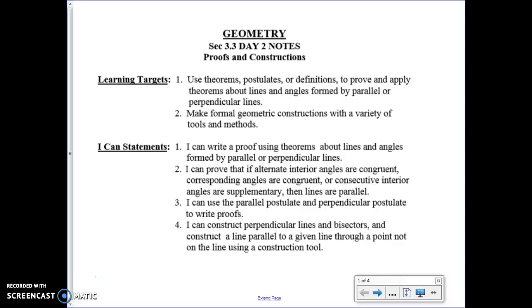Hey guys, today's notes are going to be pretty short because we are dealing with proofs and constructions today, but we're only going to do the proof side of things. We'll do constructions when we're together in class. If you want to check out the constructions ahead of time, you can go to my website, go to the constructions page, and find constructing parallel lines. But we'll do that next time I see you in class.